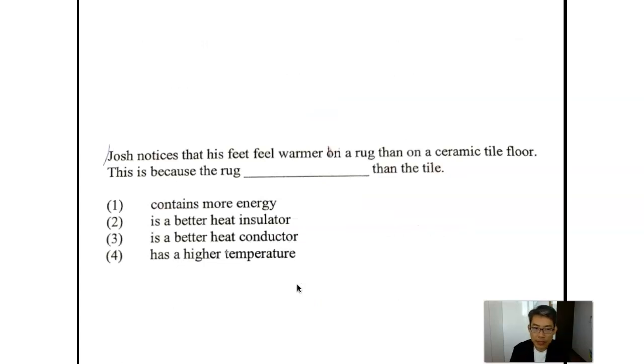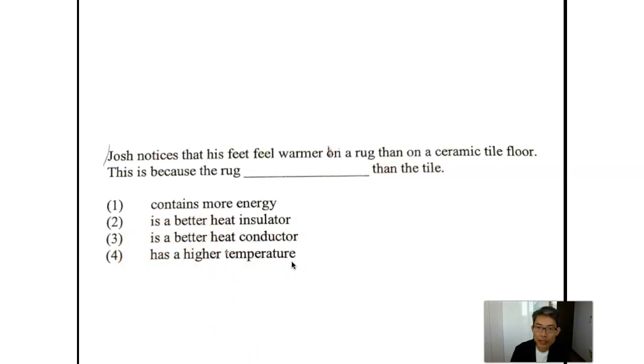Now the next question is this. Josh notices that his feet feel warmer on the rug than on the ceramic tile floor. Why? Now take note that the assumption here is that both of these, whether it is the rug or the tile floor, are in the same place. Therefore, they should be at the same temperature. They're in the same room. Therefore, this idea of higher temperature is straight away out.